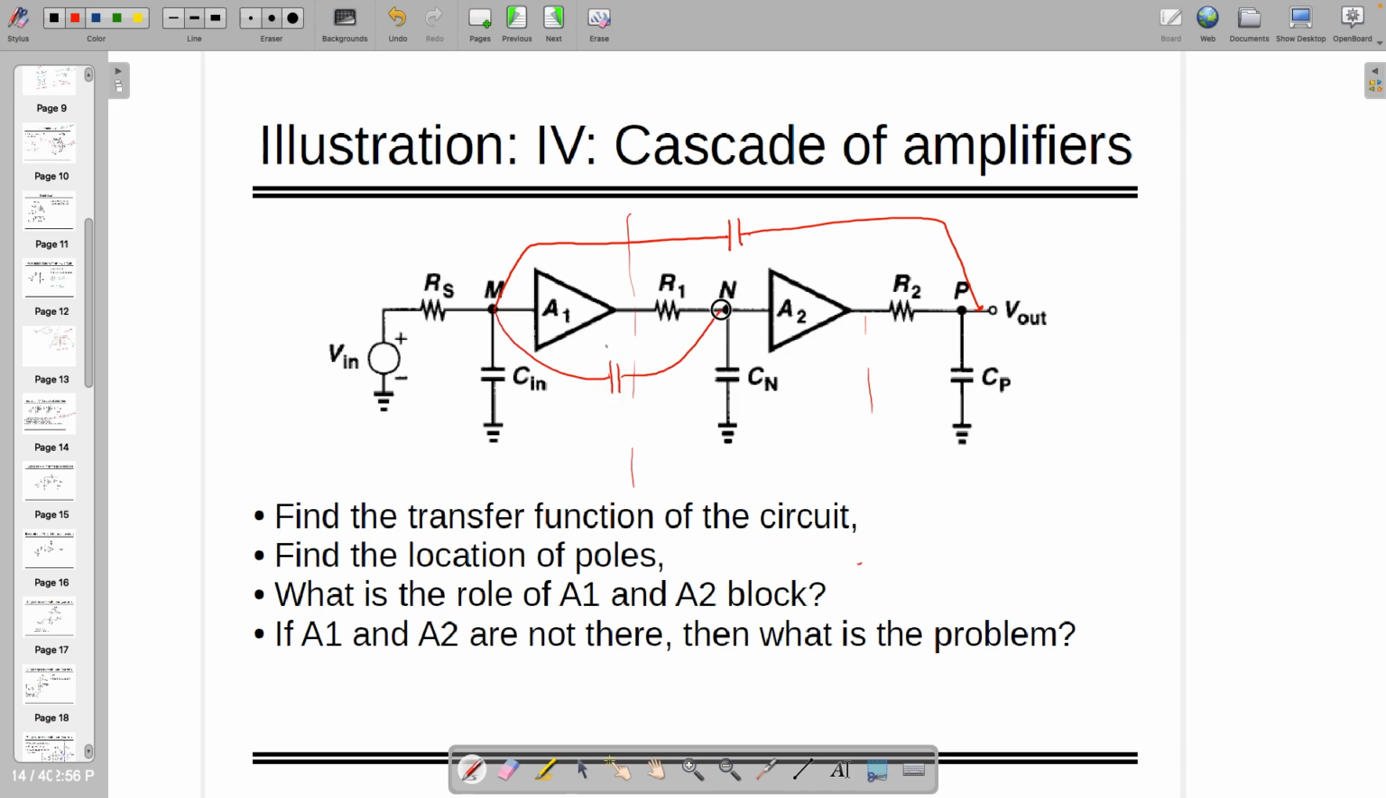Okay. Now tell me, location of poles. First location of pole, F1, FP1, or let's call it FPM. So the pole available at the M node without looking at anything else, minus 1 upon 2 pi. Let's wait, okay, for others also.